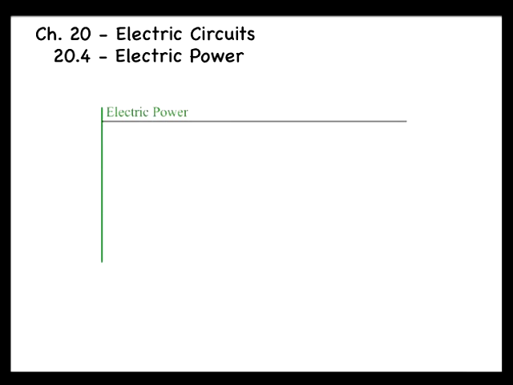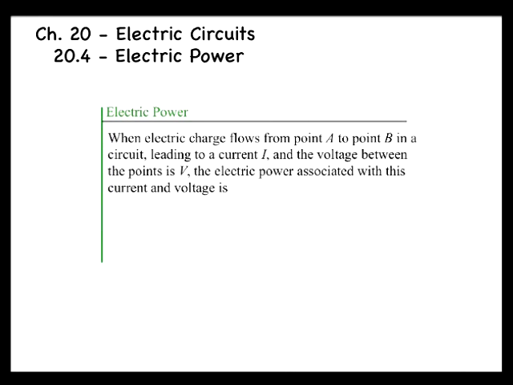When electric charge flows from point A to point B in a circuit, leading to a current I, and the voltage between the points is V, the electric power associated with this current and voltage is P equals I times V. The SI unit of power is the watt, which we see from the equation is the product of an ampere and a volt.